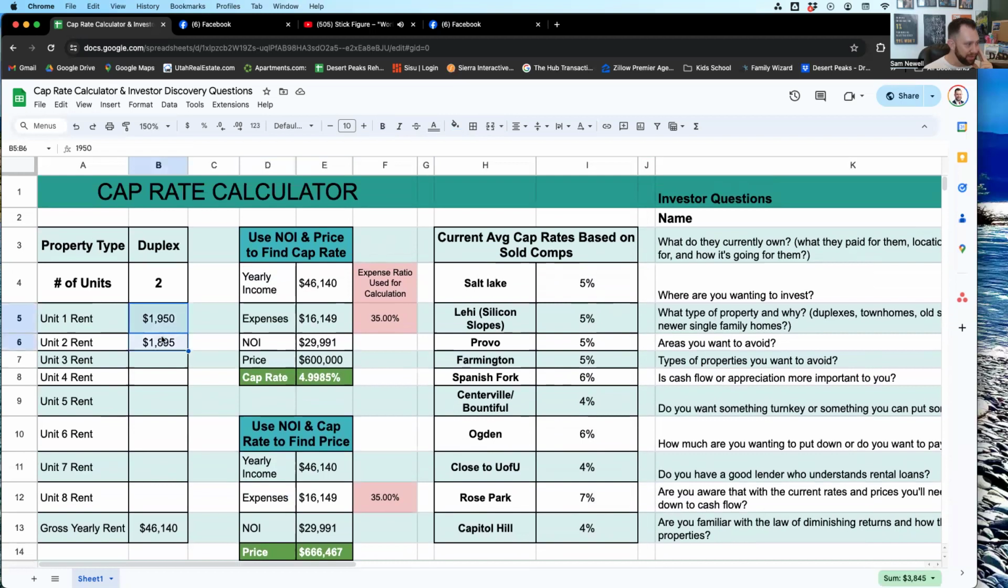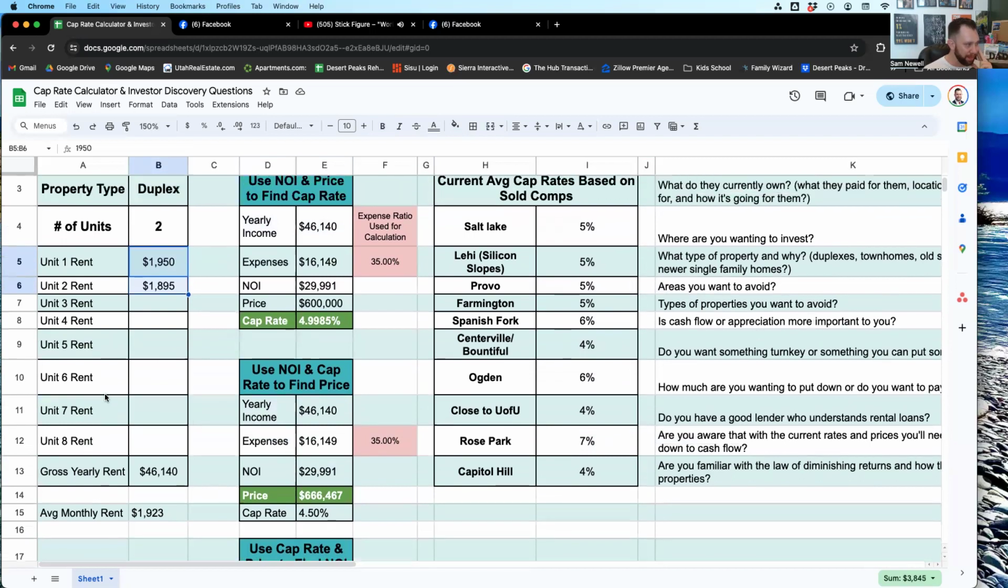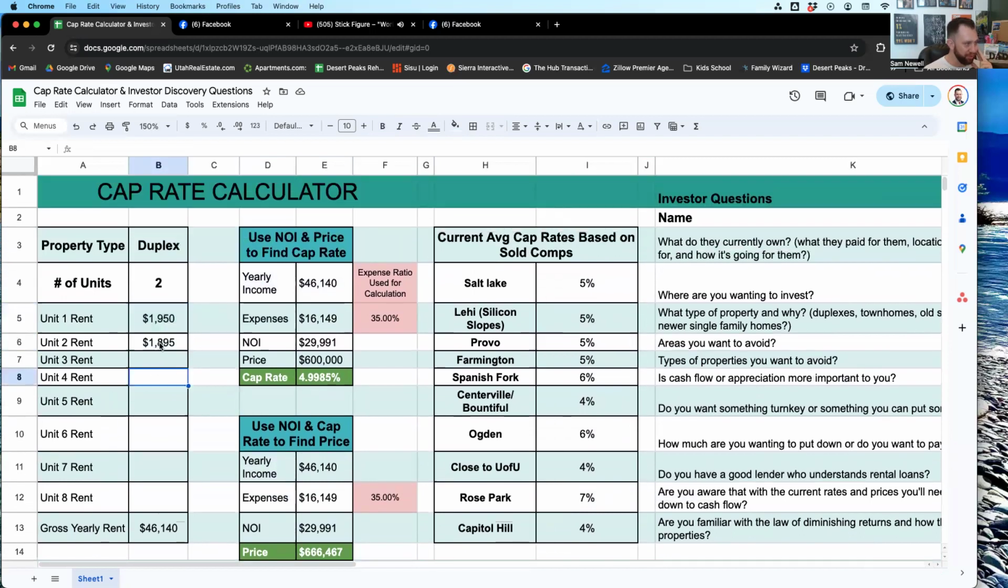Over here, we have the rents. So, you could add lines and go up to a 30 unit with this spreadsheet. Most of the time, I'm just using this spreadsheet when I'm talking to people with single family homes, townhomes, duplexes, and fourplexes. But again, this is tried and true for any size of a property, as long as you get the assumptions right. So I'm always going off of 35% expense ratio. Again, that's 35% of your yearly income is what you will spend on expenses typically.